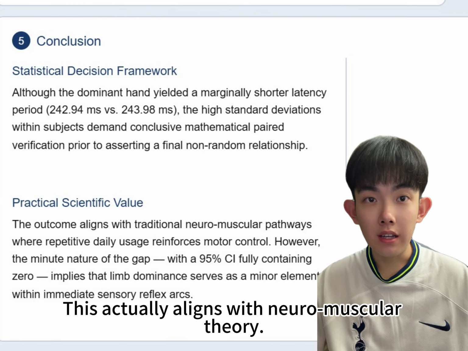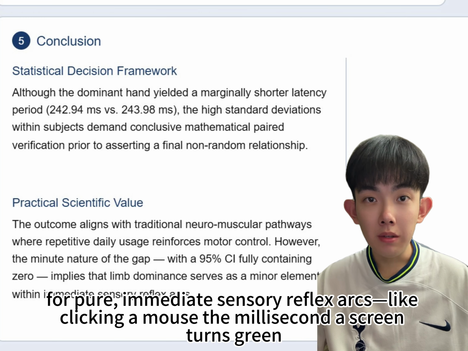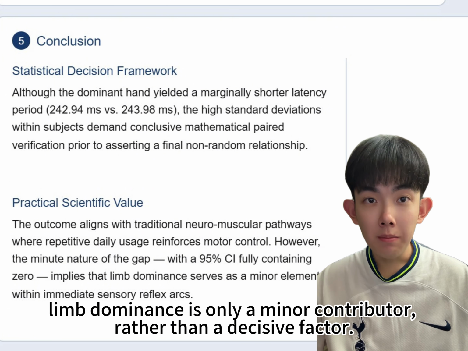This actually aligns with neuromuscular theory. While daily repetitive use reinforces complex motor control in the dominant hand, for pure immediate sensory reflex arcs, like clicking the mouse within milliseconds when a screen turns green, limb dominance is only a minor contributor rather than a decisive factor.